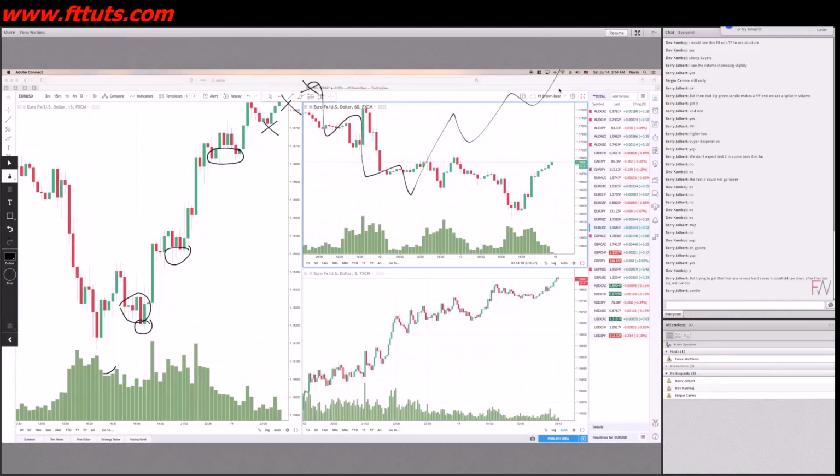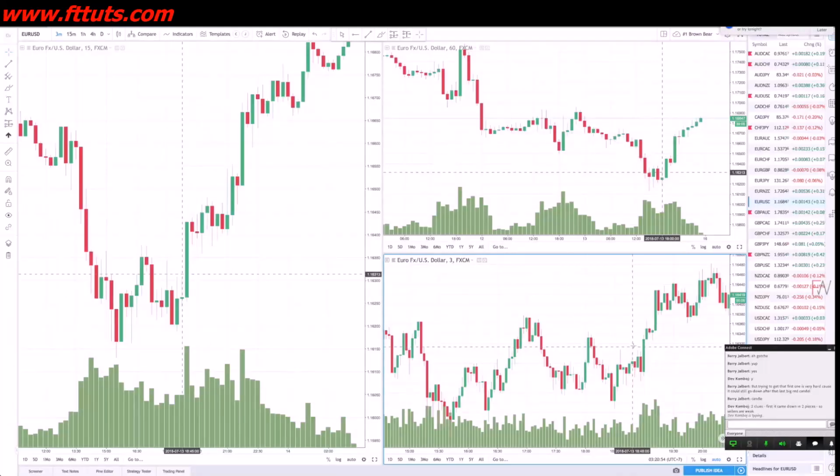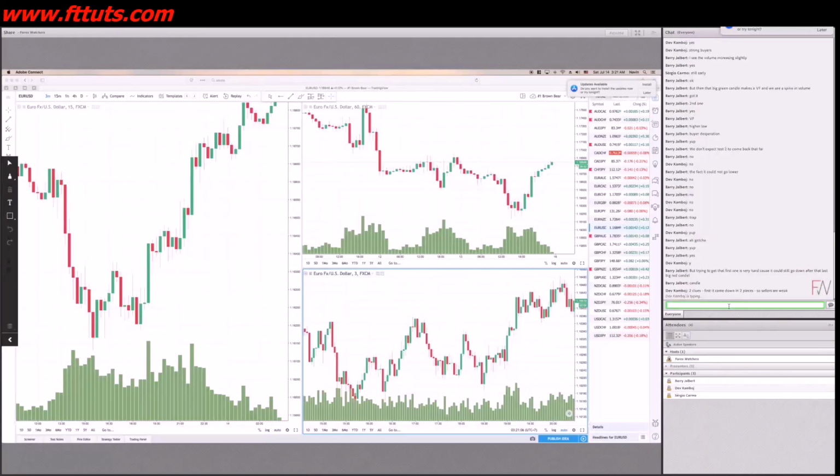Okay, but trying to get that first one is very hard because it could still go down after that last big candle. Yeah, but you see, here's the clue. I'll show you. How do you know if that last candle is correct or not? How do we know? This red candle right here. Okay, let me take a screenshot of this.